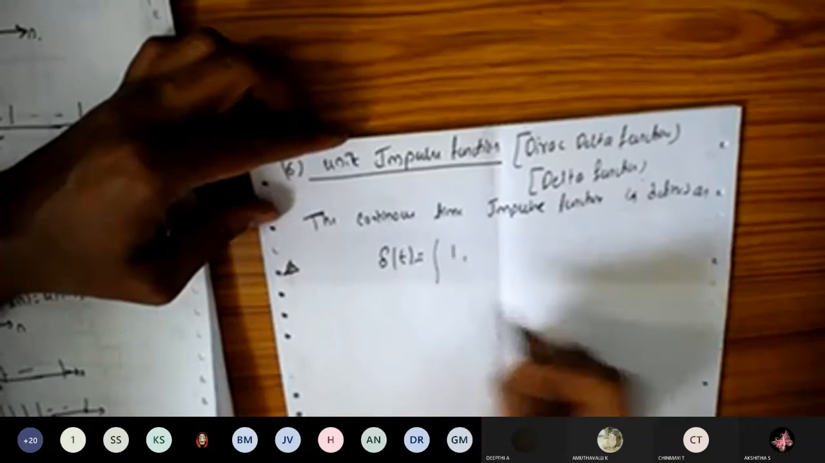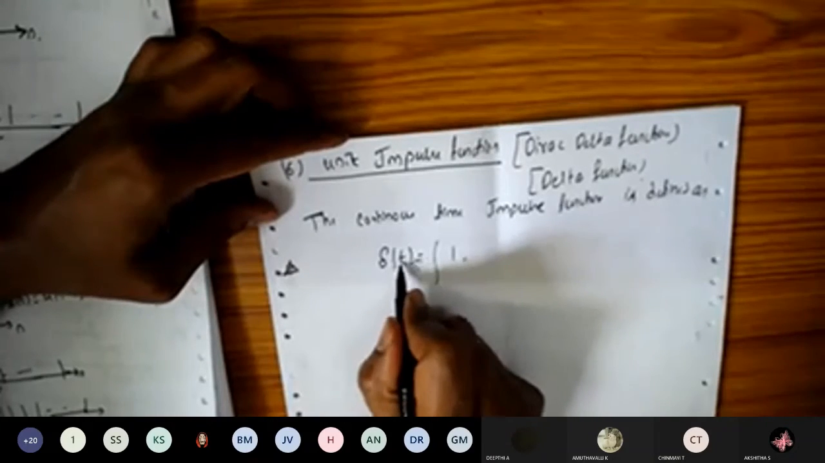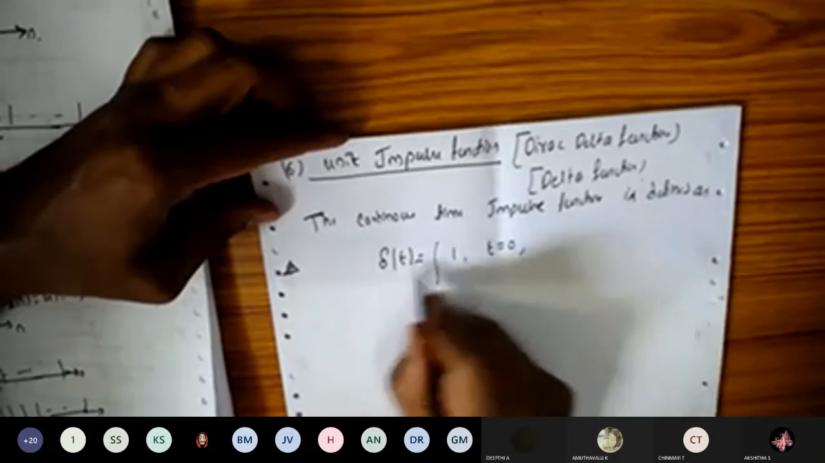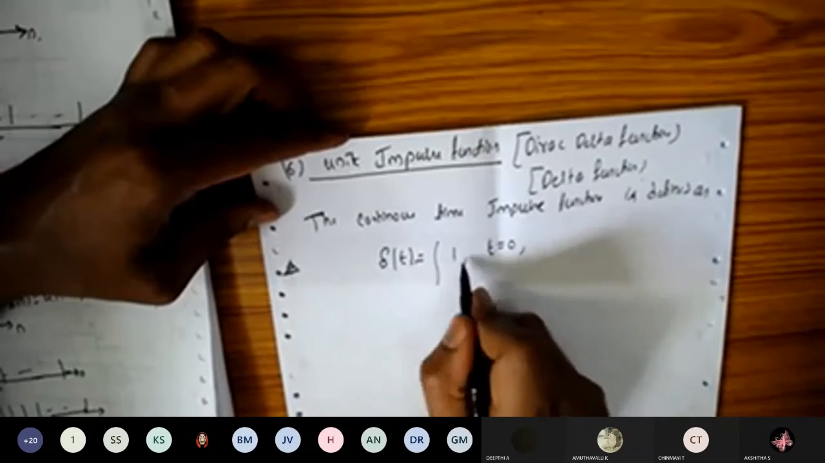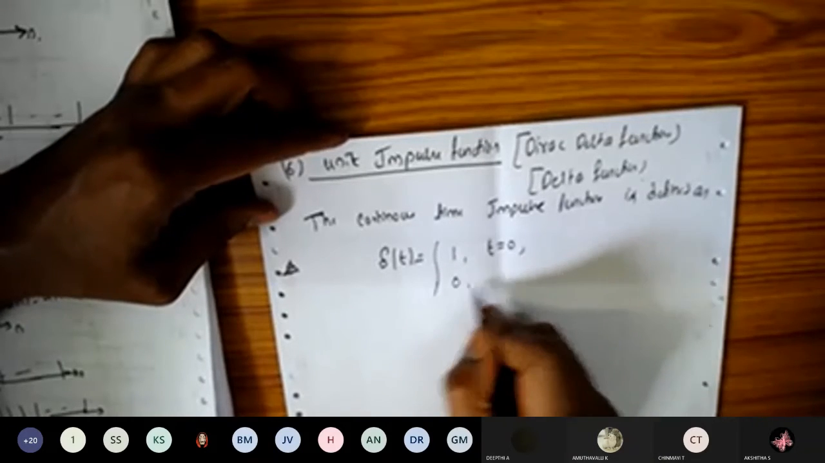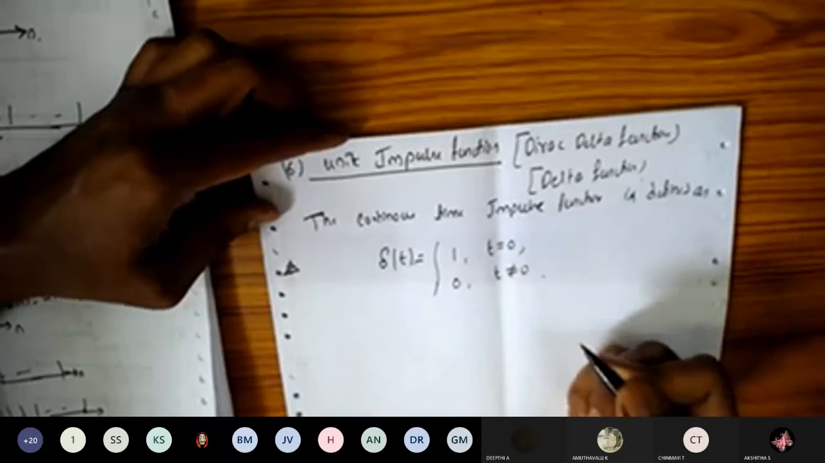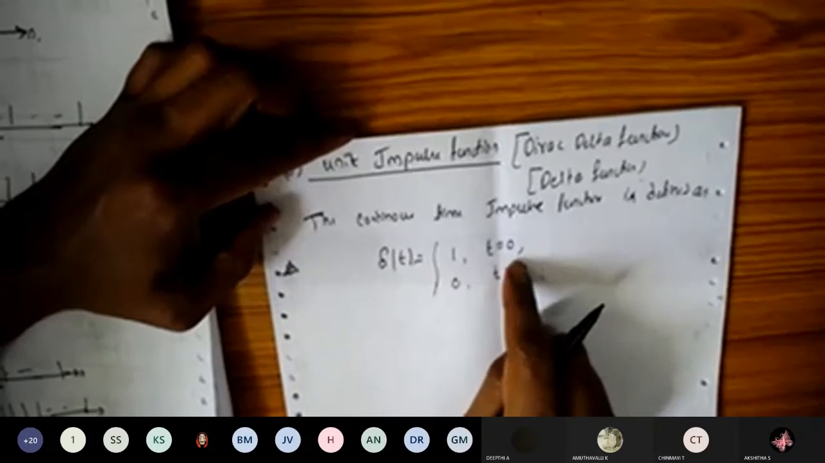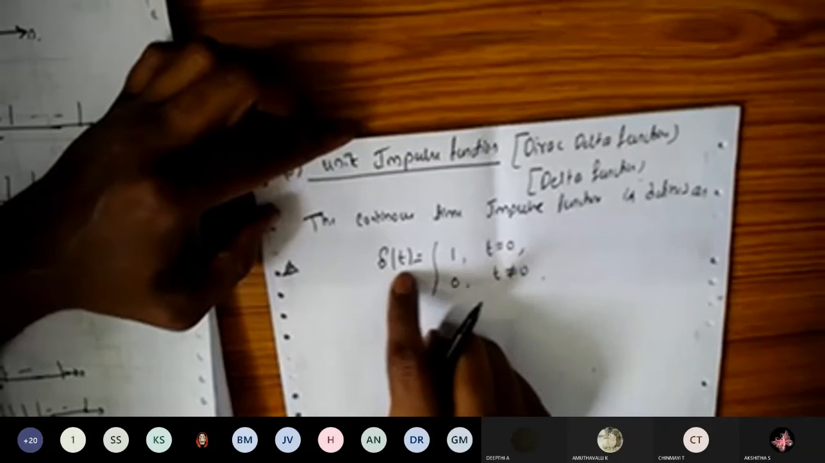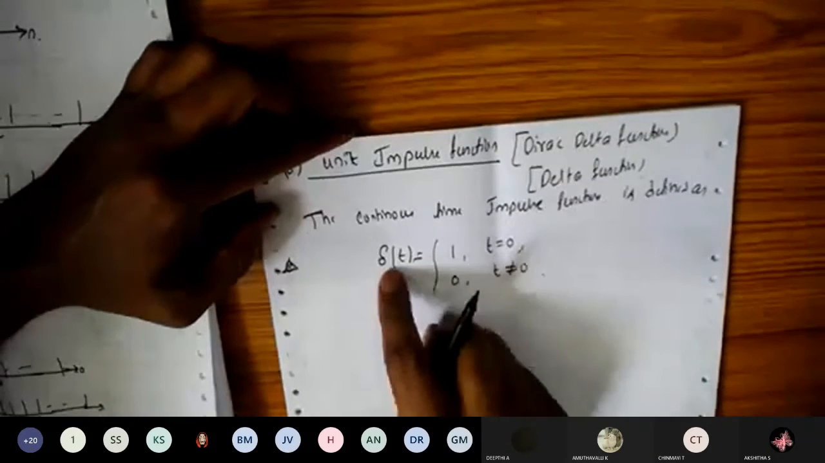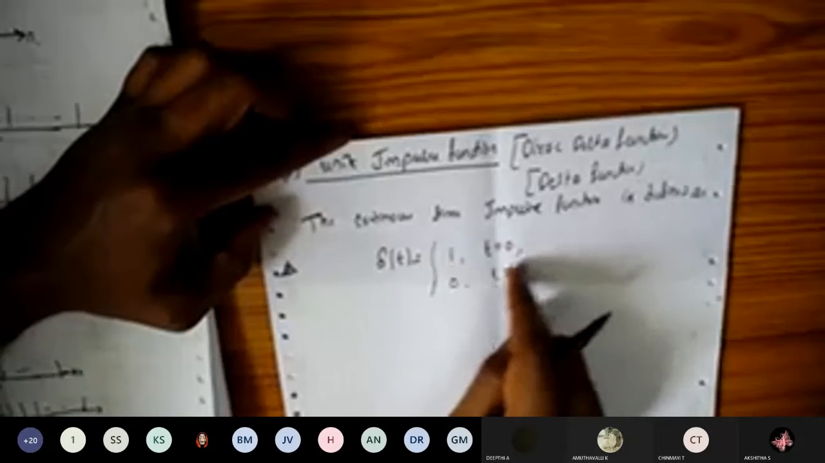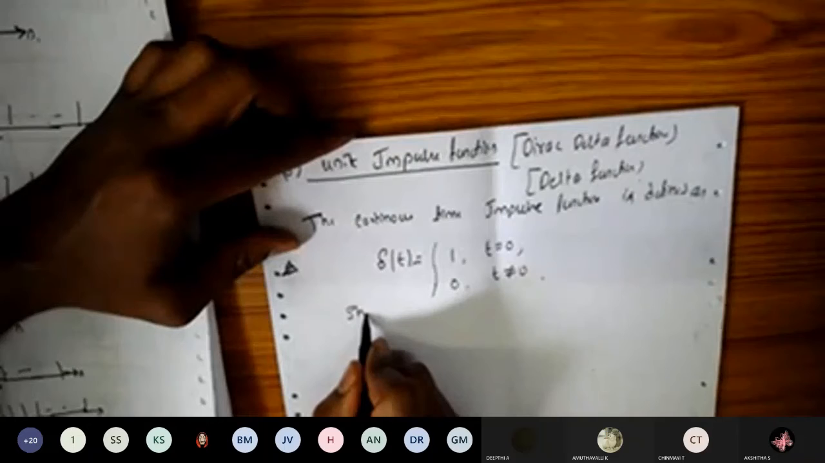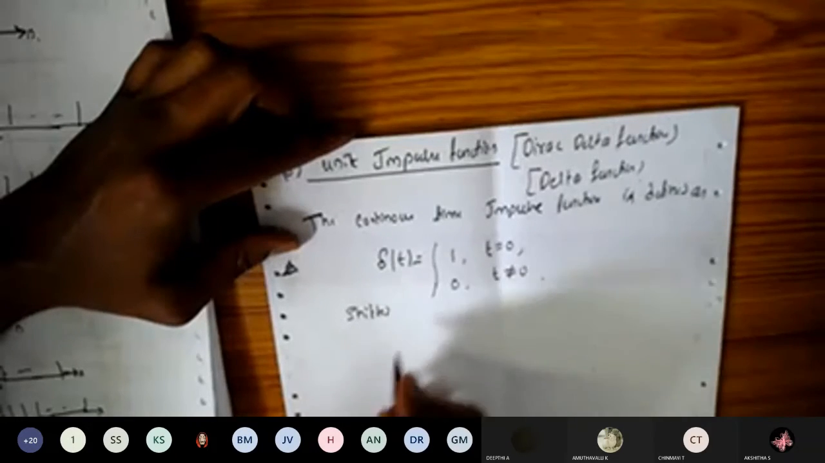So this is having the value 1 whenever the thing inside the braces is equal to 0, that is, when t is equal to 0 it has the value 1, and 0 for other values of t. This is called the unit impulse function. At t equal to 0, meaning the argument inside the braces equals 0, it has the value 1. Elsewhere it is 0. Done.